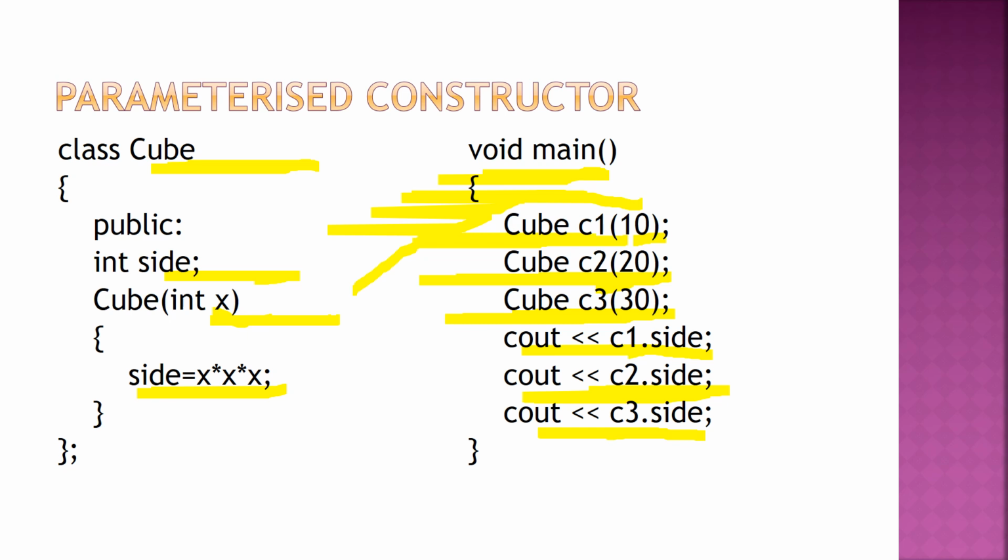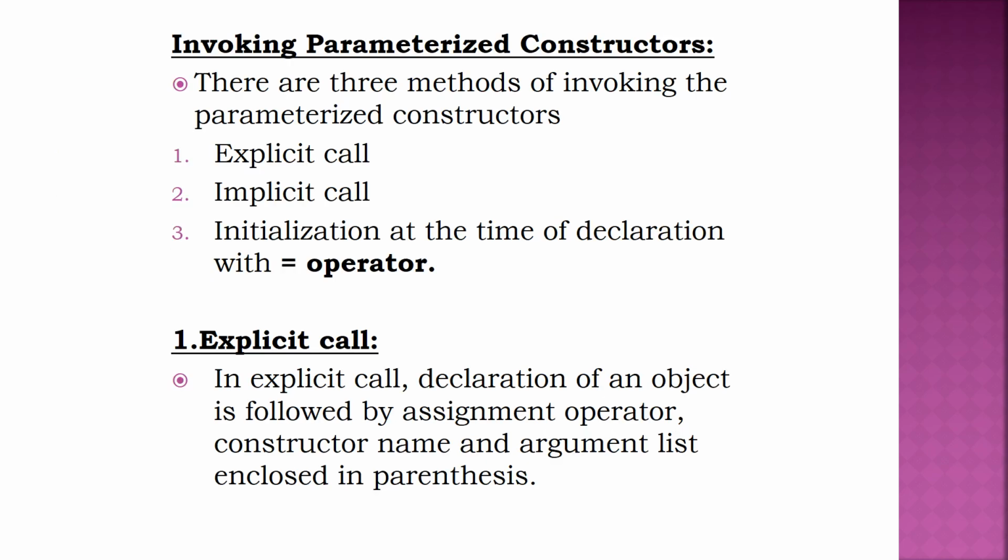Now we'll move on to the next topic. Here we are going to see how to invoke parameterized constructors. There are three methods of invoking parameterized constructors. The first method is explicit call. The second method is implicit call. The third one is initializing at the time of declaration with the assignment operator, or we can also say the equal sign. Now we will see one by one how to invoke the parameterized constructor.